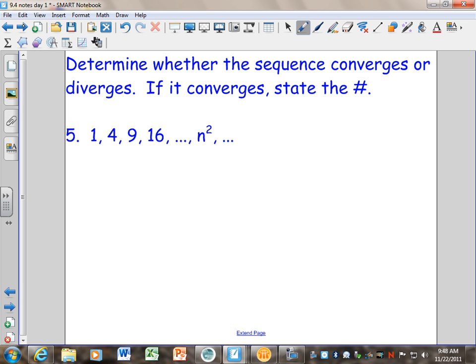On these problems, they list the first few terms, dot, dot, dot, and then they give you the formula. This would be the formula for the nth term, right? So if I plugged in 1, 1 squared is 1, 2 squared is 4, 3 squared is 9, 4 squared is 16. So for any term, like the 100th term, it would be 100 squared.